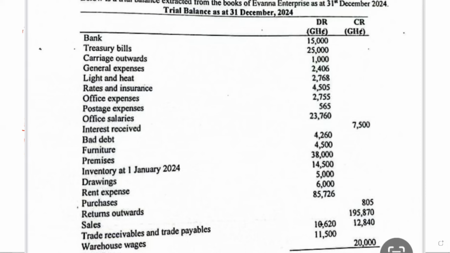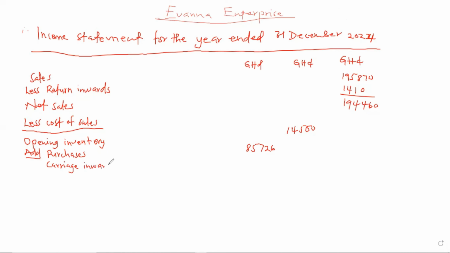Then we add carriage inwards. That is, after making the purchases, the cost that was incurred in bringing the goods to the what? To the premises. That is the carriage inwards. We add it to the cost of the purchase. So that is 820. When we add this, we get 86,546.